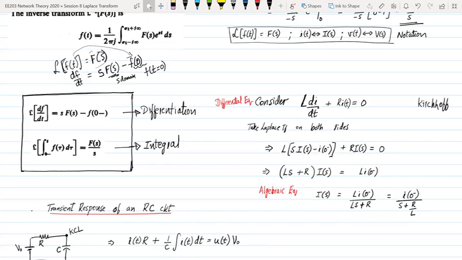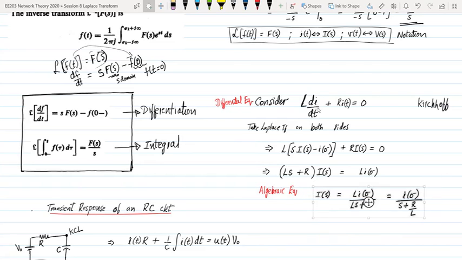If I were to now solve this, L and s are prefactors of I of s, and R is also a prefactor of I of s. So Ls plus R times I of s is equal to L times I of 0. I0 is just a number, so it's gone to the right side. Started with a differential equation, it has become an algebraic equation. So I of s is equal to L I of 0 over Ls plus R. That's equal to I of 0 over s plus R by L. This is the I of s.